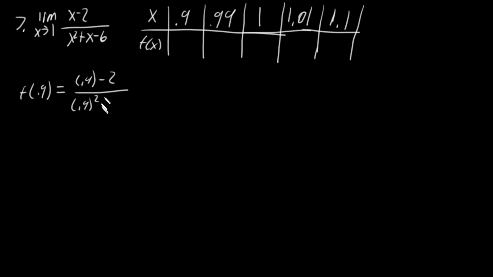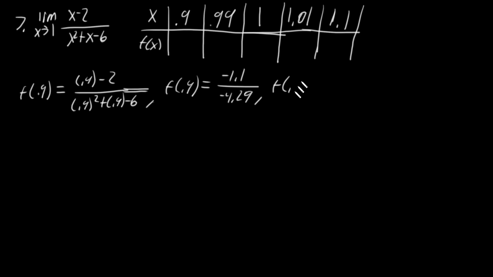And then we're going to do this, like this. This is going to end up giving us, if you're wondering, negative 1.1 all over, on the bottom, negative 4.29. So this all simplifies down to 0.25641. So there we go.